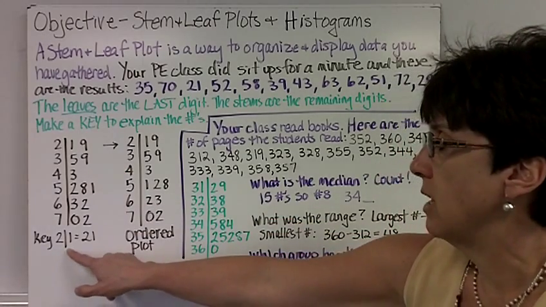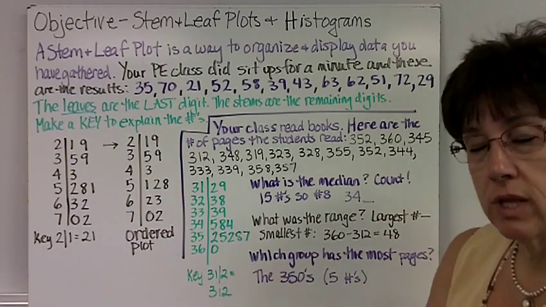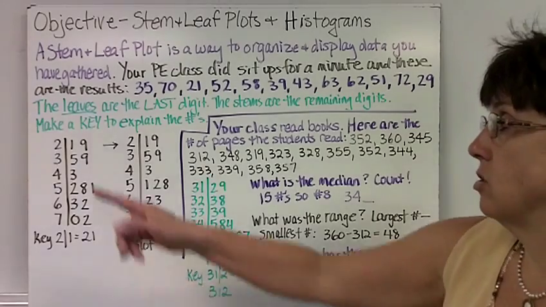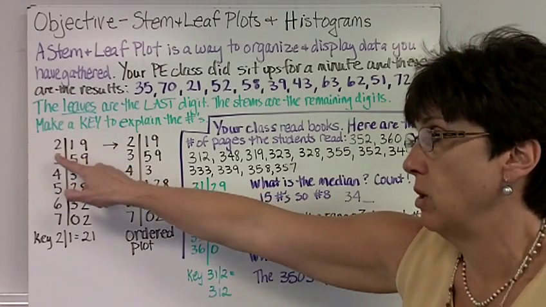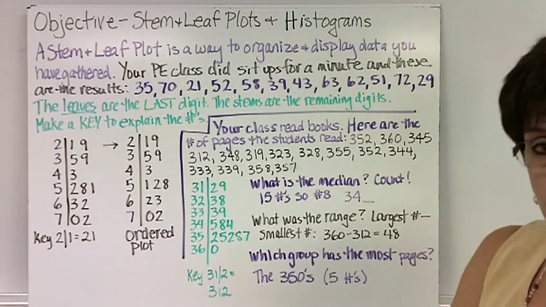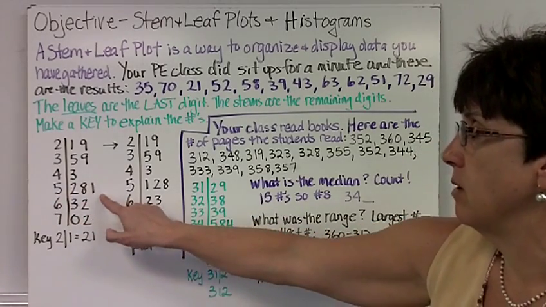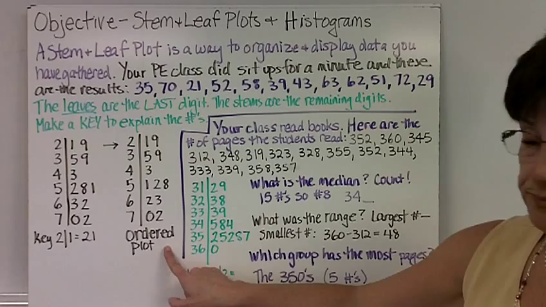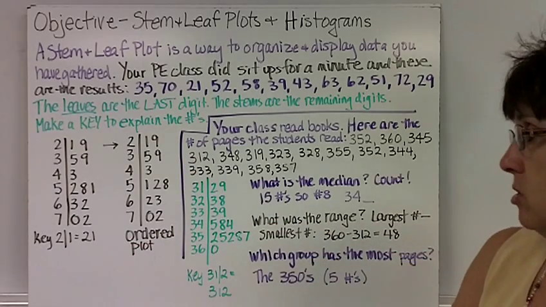Key 2|1 means 21. What you're saving is having to write the 21 and the 29. You just write 2|19 and know that that's 21, 29. Then 3|59 is 35, 39, and so on. But notice these aren't in order, because it goes 52, 58, 51. This is an ordered plot, the only difference being that now my stems and leaves go from smallest to largest.